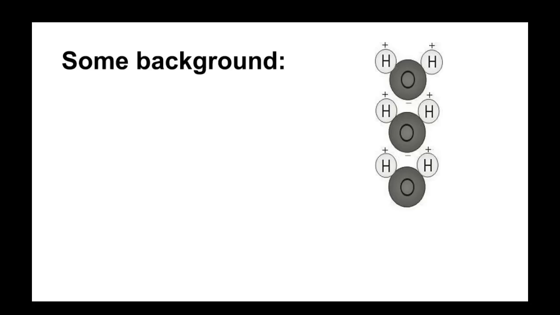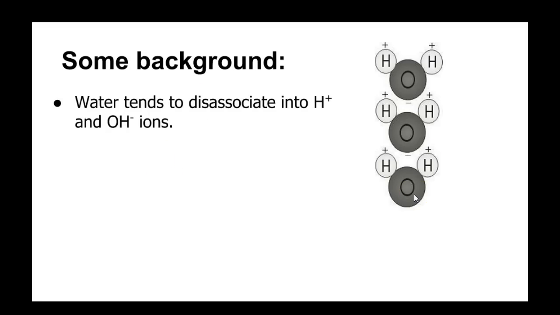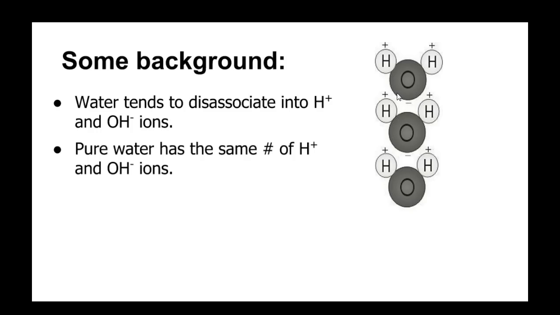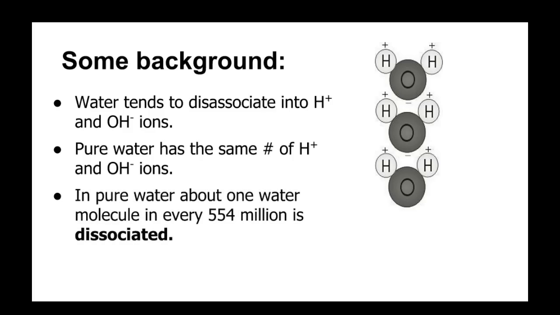A little background before we begin with pH, which many of you have probably heard of, and it has to do with our friend the water molecule over here on the right. Water tends to break apart into a hydrogen ion and an OH ion, called the hydroxide ion, every once in a while. In pure water, which is really hard to find, you have the same number of dissociated H plus ions and hydroxide ions. Only about one water molecule in every 554 million is actually dissociated like this.